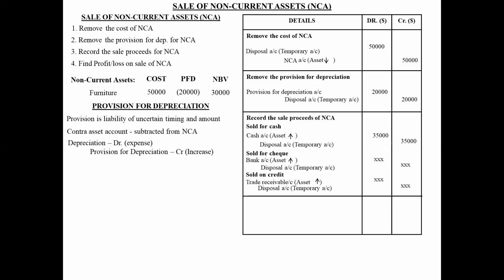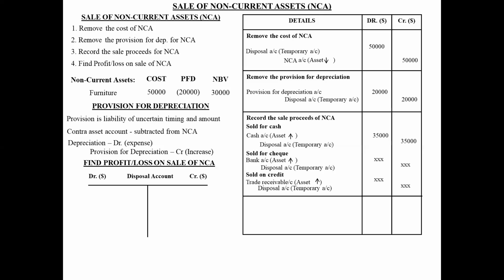Now we have completed the first three steps. We have removed the cost, we have removed the provision for depreciation, and we have recorded the sale proceeds as well. Now the fourth step is that we have to find profit and loss on NCA. So before that, let's prepare a disposal account. Now it's very easy to prepare a disposal account from the journal entries which we have already done. So if you see in the first entry, disposal account is entered on the debit side. So write it on the debit side of disposal account.